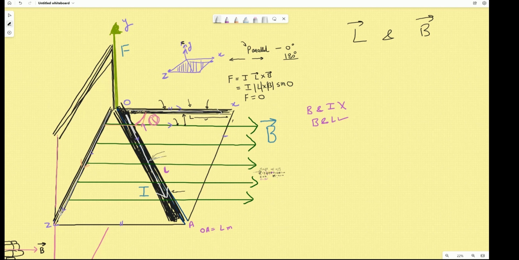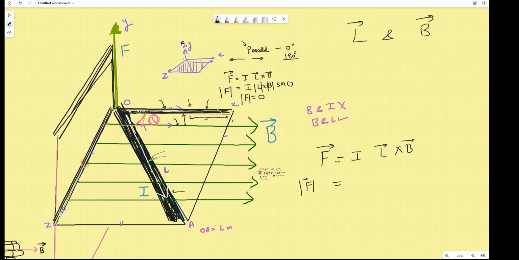What will be the expression now? This is what Dimpy saw. Now the force experienced is given by I L cross B. This is the expression in vector form. Let's write the magnitude of F now. What is the magnitude of F? This was the vector form. This is the magnitude.